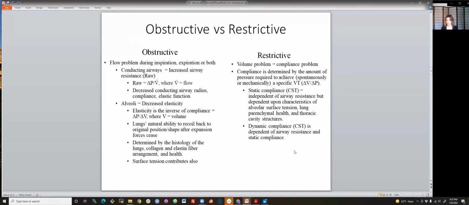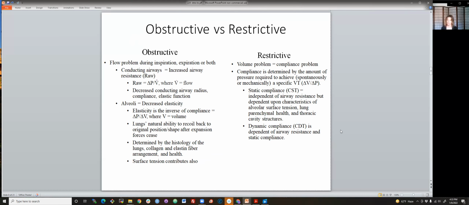Restrictive problems we like to characterize as volume problems or compliance problems. Compliance is determined by the amount of pressure required to achieve a specific tidal volume. So it's calculating this change in volume over change in pressure. So if somebody has a decreased volume capacity because their lungs are stiff or there's something taking up space, we call that a restrictive disorder. And there's two types of compliance that we typically calculate.